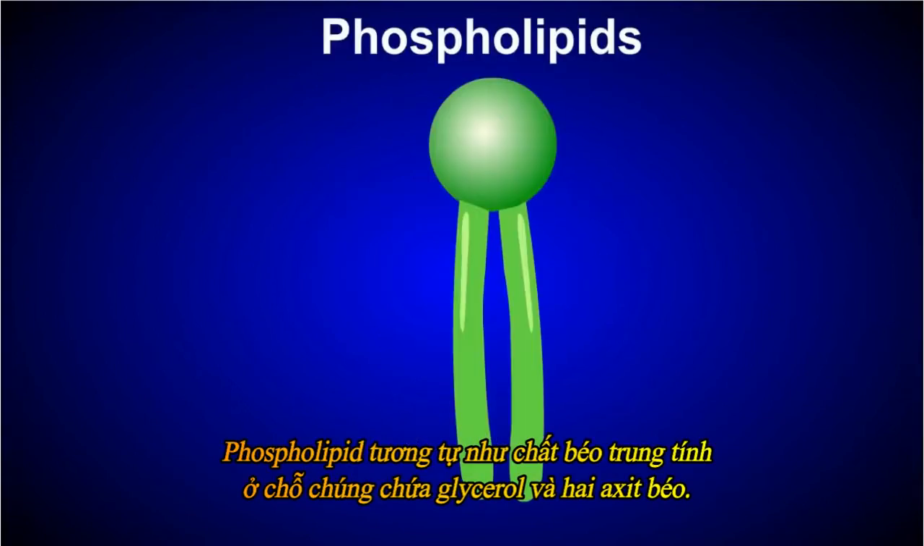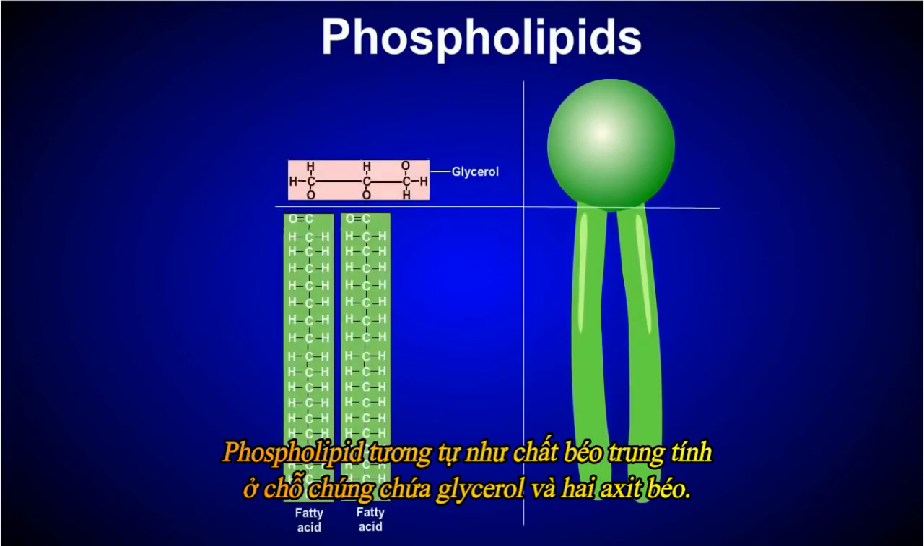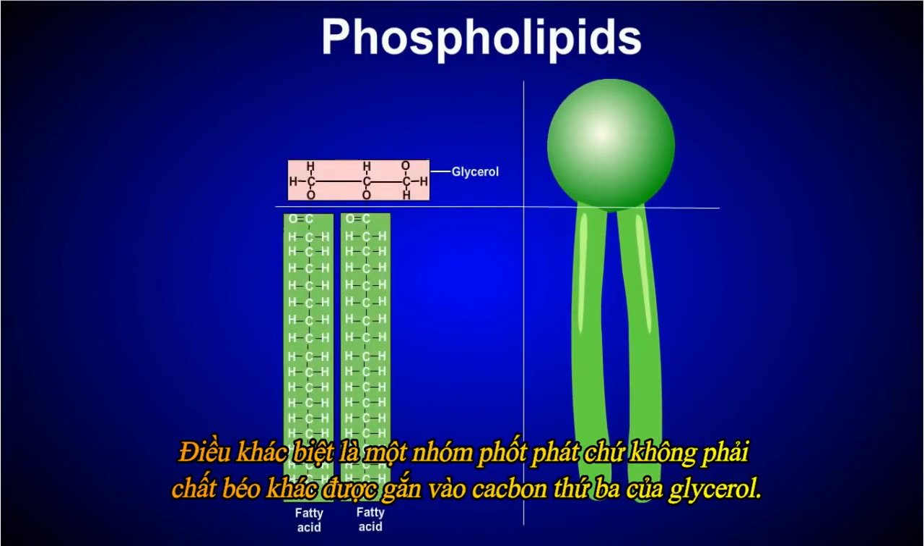Phospholipids are similar to triglycerides in that they contain glycerol and two fatty acids. What's different is that a phosphate group rather than a third fatty acid is attached to the third carbon of glycerol.